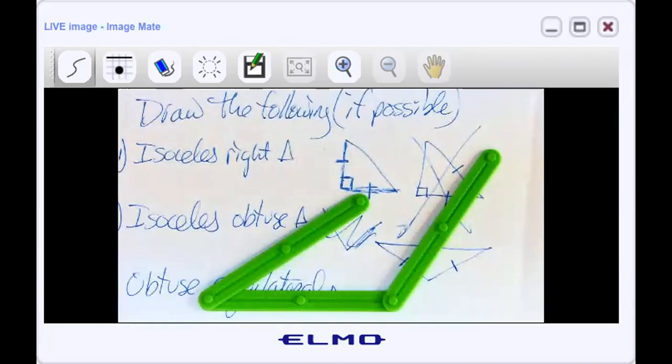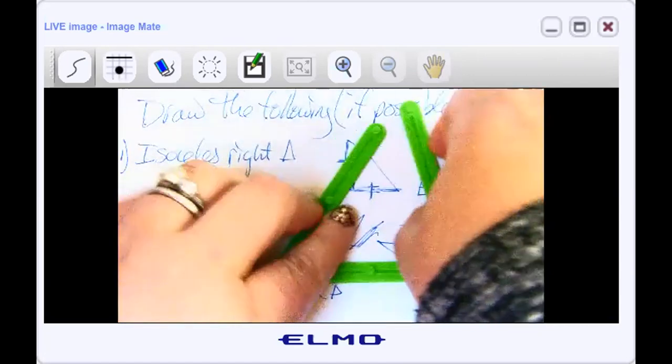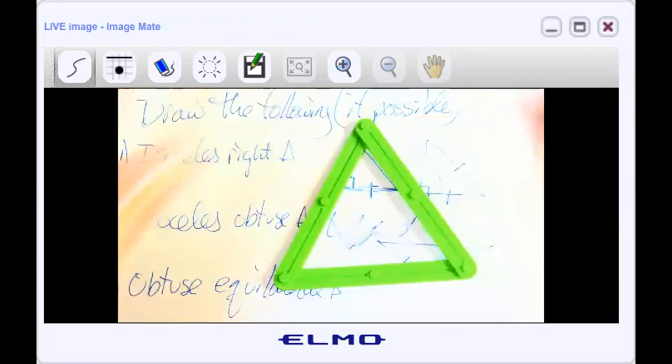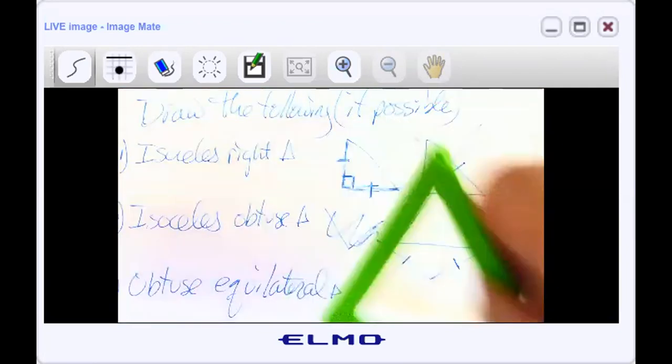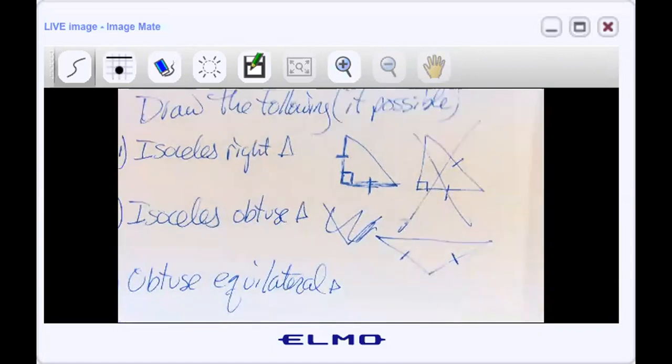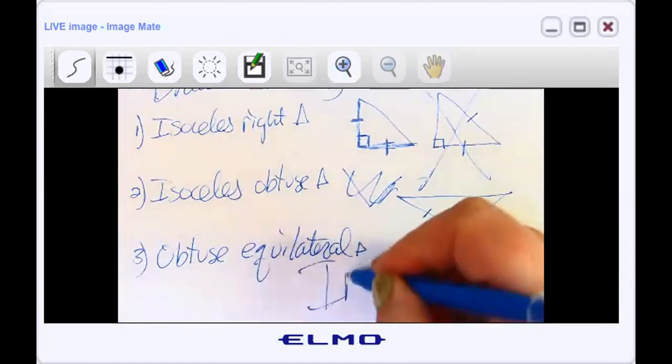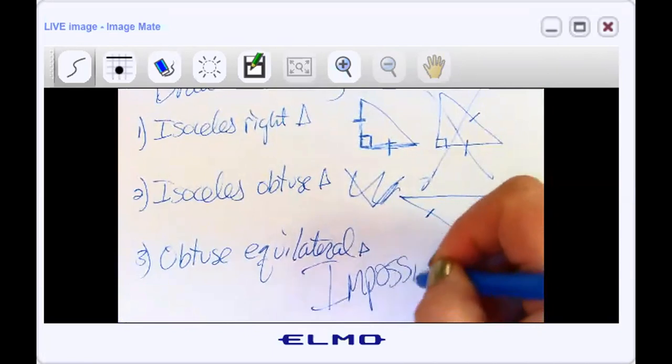Yeah, equilateral triangles have to be acute. That's the only way it works. So they're all going to look just like that. I don't have any other option. So obtuse equilateral, impossible.